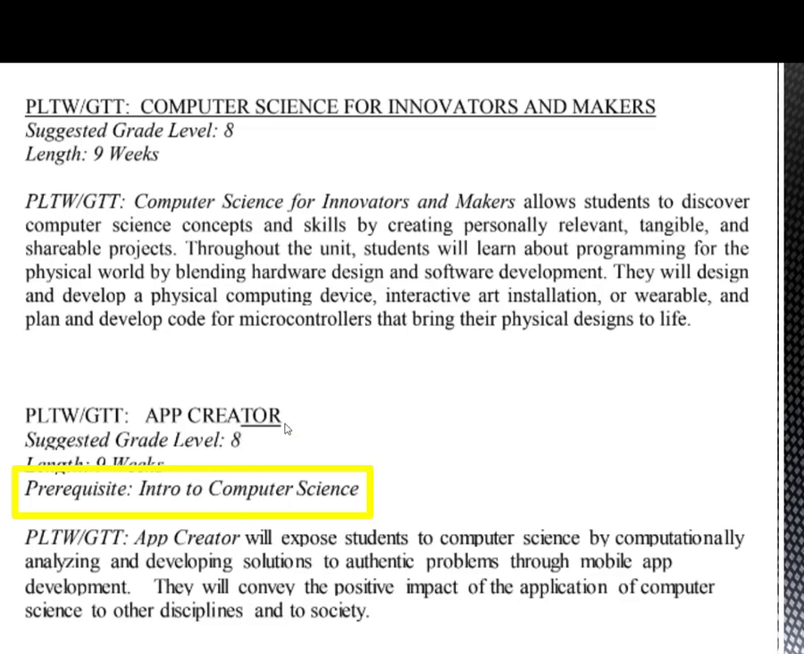There is a prerequisite for App Creator, and you'll see this a lot once you get into high school. Some classes build on other classes. So App Creator has a prerequisite, which means that you have to take a class prior to taking App Creator. So you need Intro to Computer Science before you can take App Creator. If you want to take App Creator and you have not taken Intro to Computer Science, you need to make sure you sign up for both of those classes, so that you can have Intro to Computer Science before you take the App Creator class.